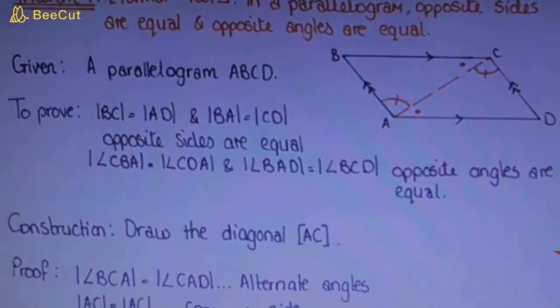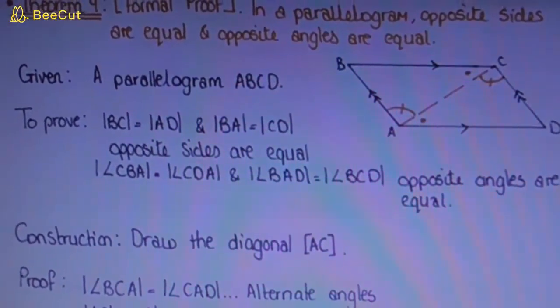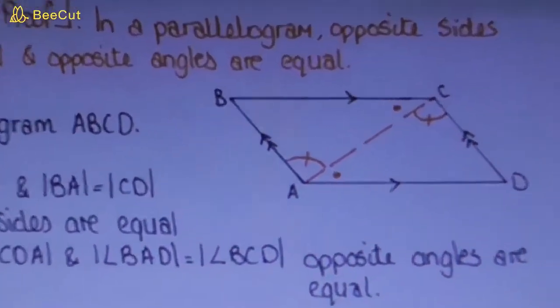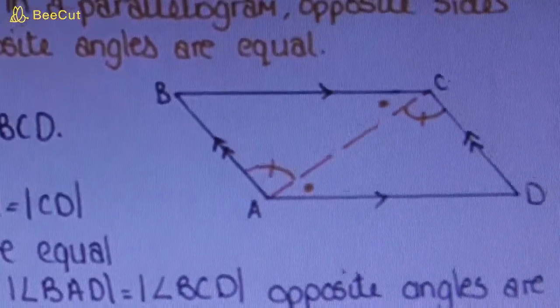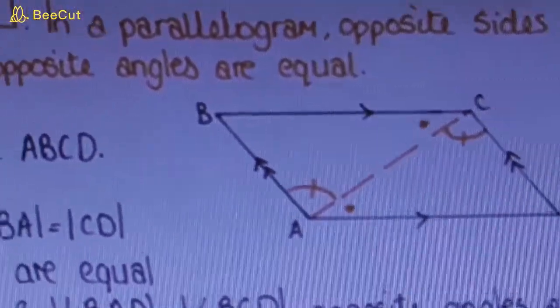Construction. Draw the diagonal A to C. That's what I've done in red pen in my diagram. That's the construction part. I drew in the diagonal from A over to C.